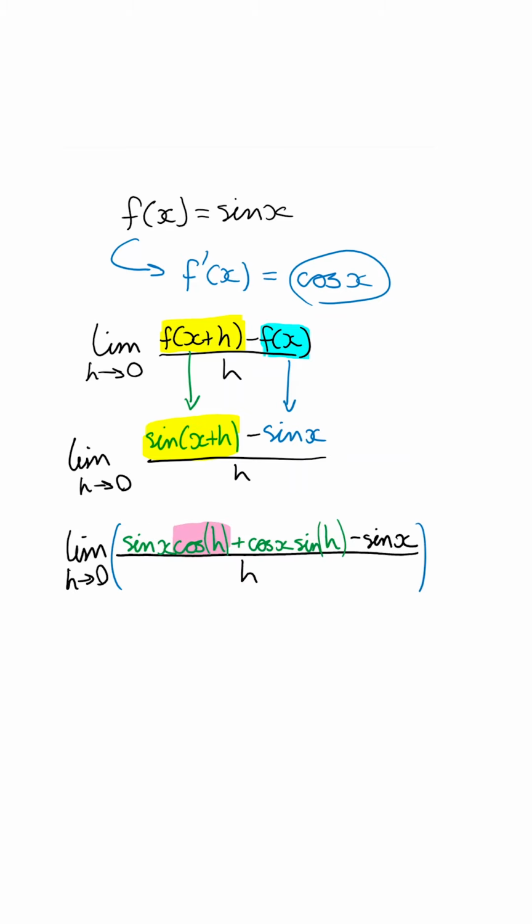Let's look at cos of h first. As h tends to 0, that means cos of h tends to cos of 0, which means that it will tend to 1. So cos of h is tending towards 1, is more or less equal to 1. So really we have sine of x multiplied by 1, which is just sine of x.